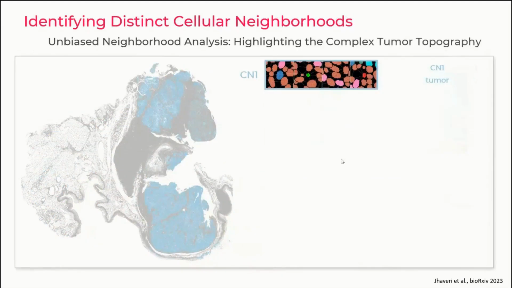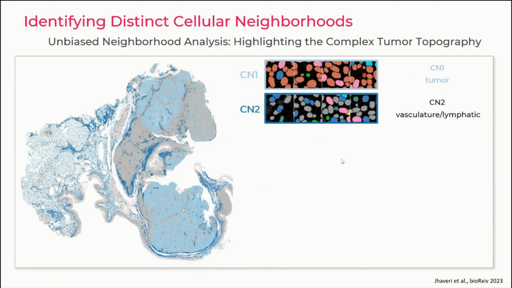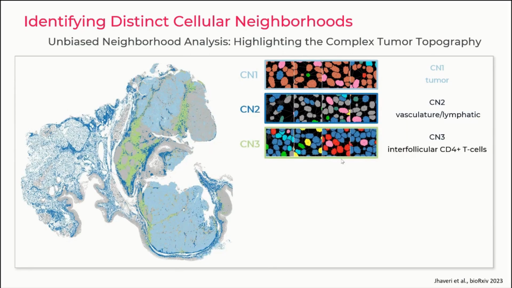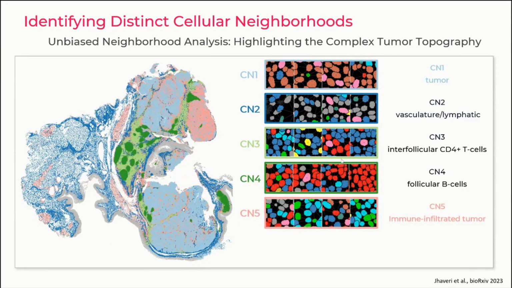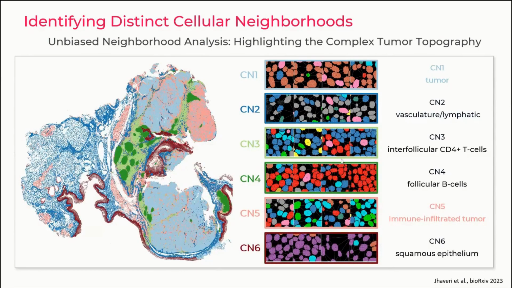And so we'll go one step further, and this is now looking at the individual neighborhoods. So this is looking at the tumor in the blue, the vasculature in the darker blue, the interfollicular CD4 T cells, the follicular B cells, the immune-infiltrated tumor in the red, and then the squamous epithelium. So this is now using neighborhood maps to identify unique neighborhoods within this tumor.